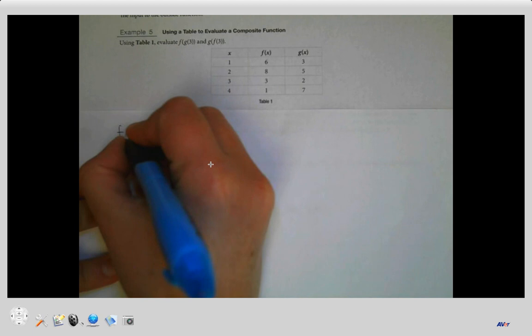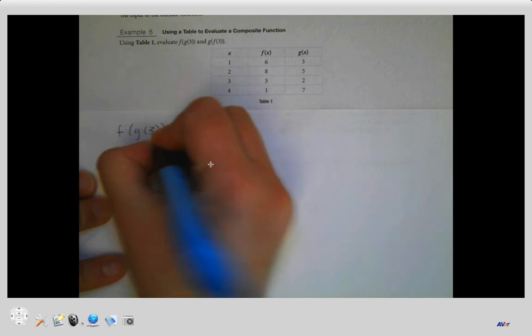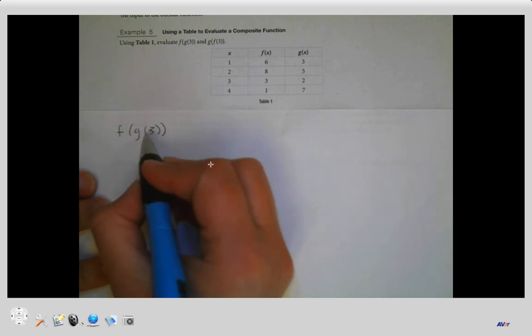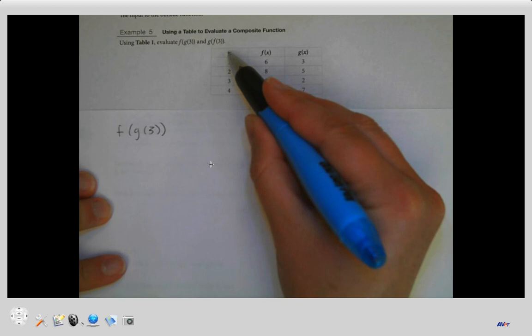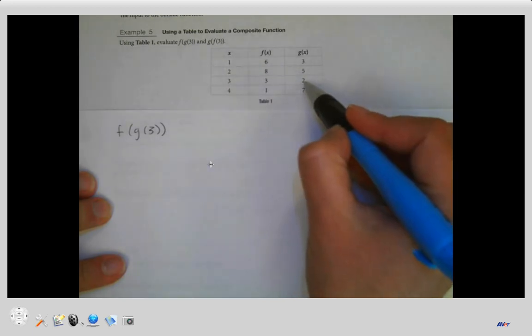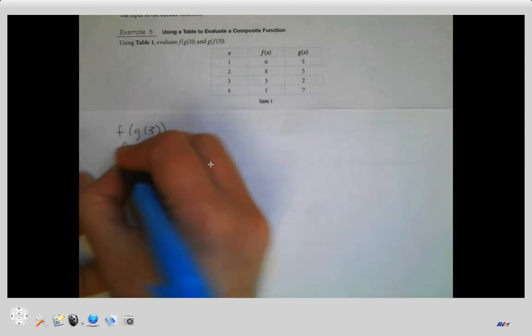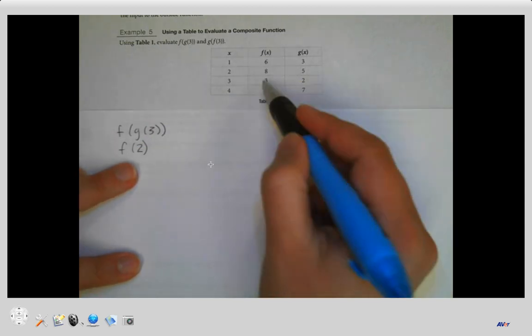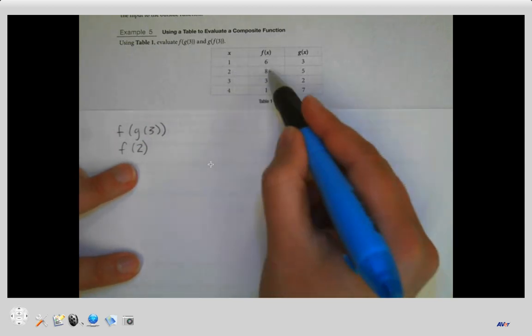All right, let's find f of g of 3. First let's evaluate the internal function, g of 3. Here's our input, x is 3. Our output here is 2. So g of 3 is 2, and this is going to be f of 2. Now we evaluate that. Our input is 2, our output is 8.